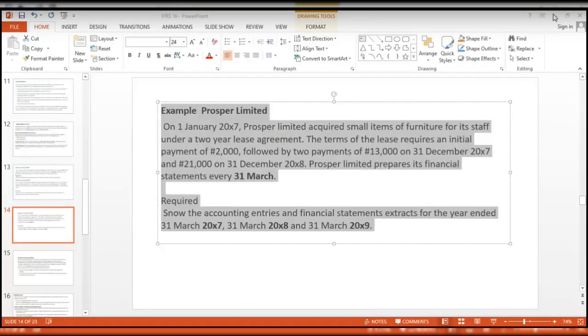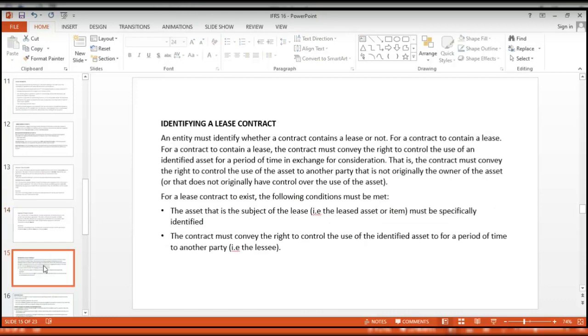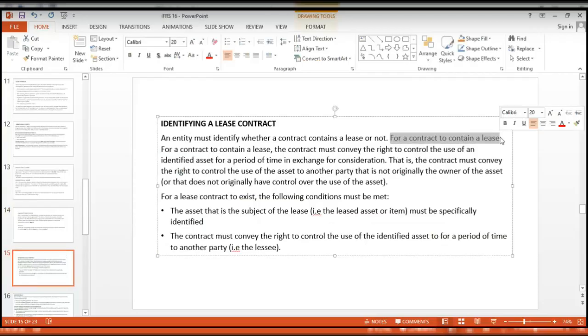So we have treated this example now. Then we move on to the next: identifying a lease contract. An entity must identify whether a contract contains a lease or not. For a contract that contains a lease, the contract must convey the right to use. Sorry, there's a repetition here. Let me quickly remove this.